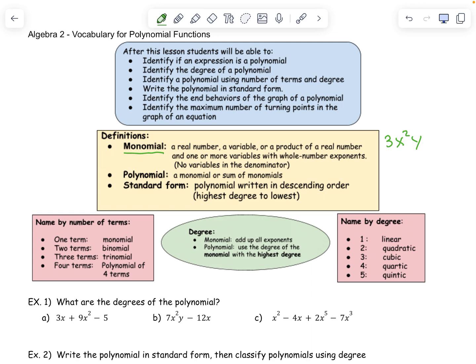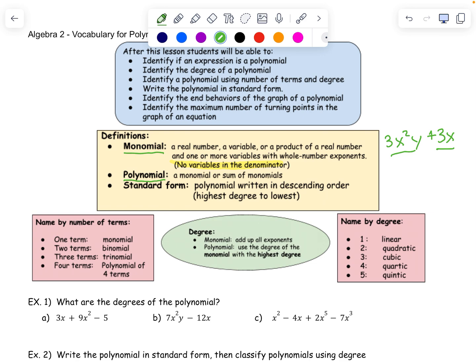A polynomial is either a monomial or the sum of monomials. So we could have said plus 3x, so we have the sum of two, or we could have the difference. We could have many terms, but no variable in the denominator. That's a key thing: you're not going to be a polynomial if you have a variable in the denominator.